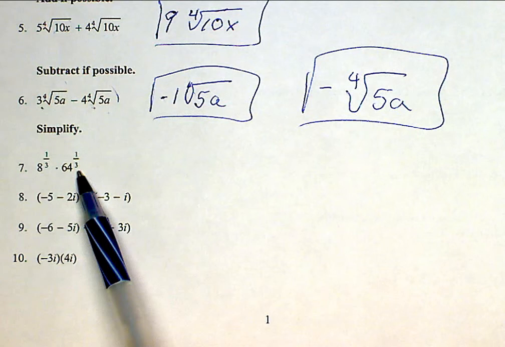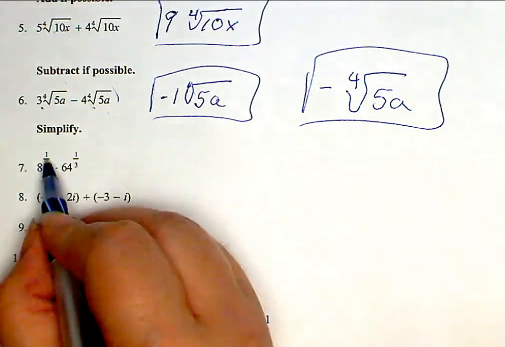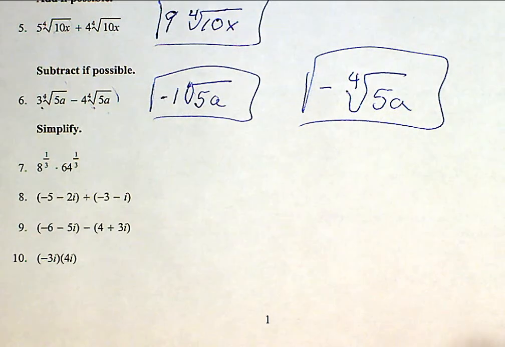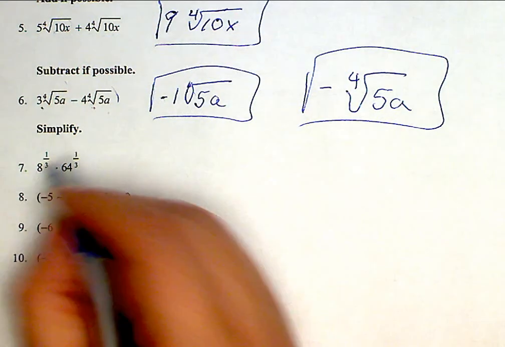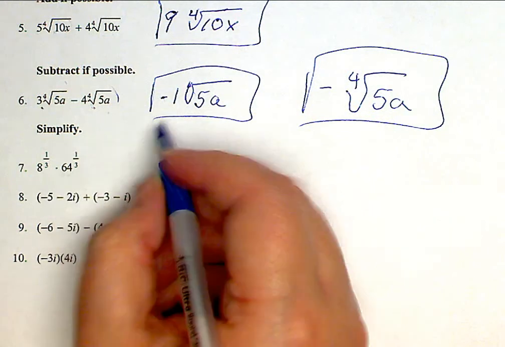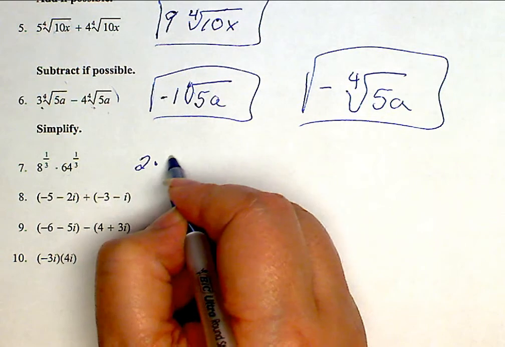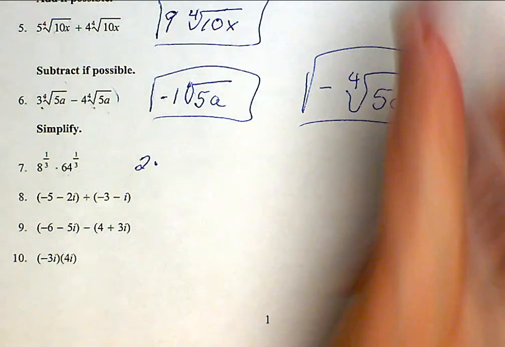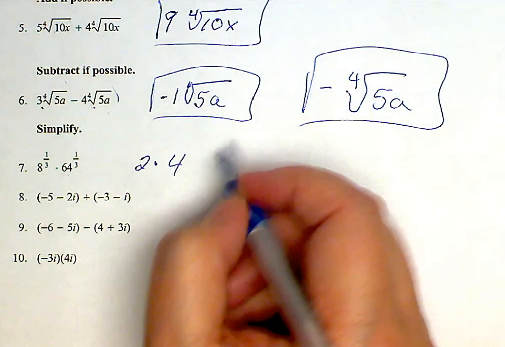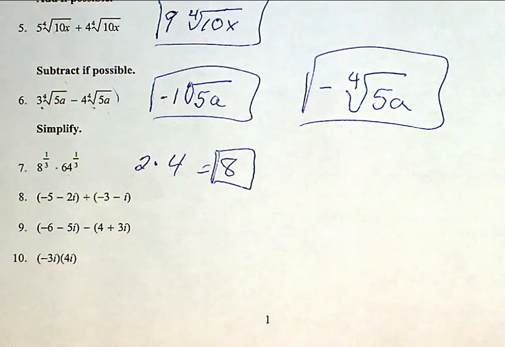Simplify. So we want to simplify this. Does anybody know what it means to be raised to the 1/3? It means the cube root. So this says the cube root of 8, and this is the cube root of 64. So we have 2 times 8. Actually, I don't think it's 8. It's 4. Yep, 4. So 2 times 4 gives you the 8.